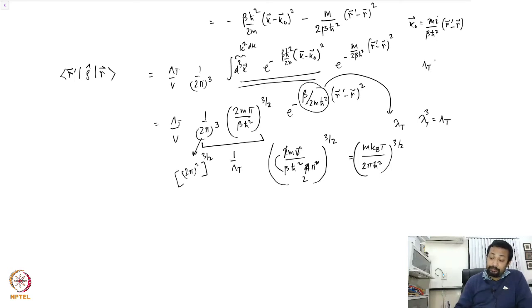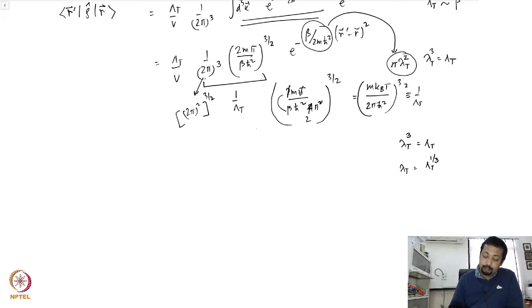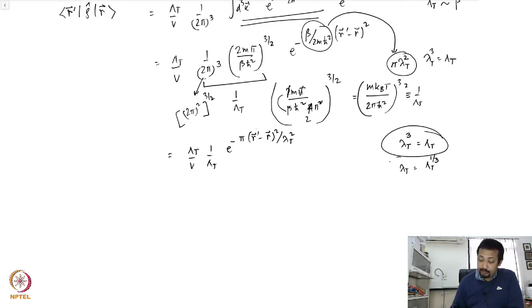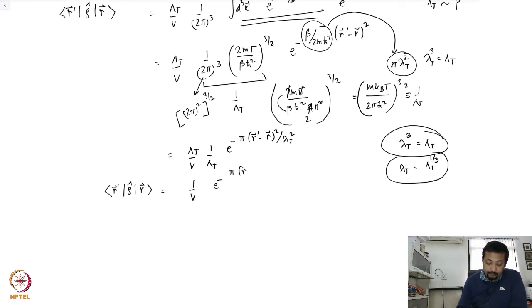Recall, in classical statistical mechanics, when we defined this de Broglie wavelength, we said that this quantity goes as beta to the power d by 2. In our case, it's beta to the power 3/2, and therefore you have this as 1 over lambda t. And if you look at this quantity, this becomes pi times lambda t squared, and therefore this is lambda t over v, 1 over lambda t, e to the power minus pi (r prime minus r) whole squared divided by lambda t squared, where lambda t whole cube is equal to capital lambda t, and lambda t is capital lambda t raised to the power 1/3, so that the expression for the density matrix in the coordinate representation takes a very neat form, which is 1 by v e to the power minus pi (r prime minus r) whole squared divided by lambda t squared.